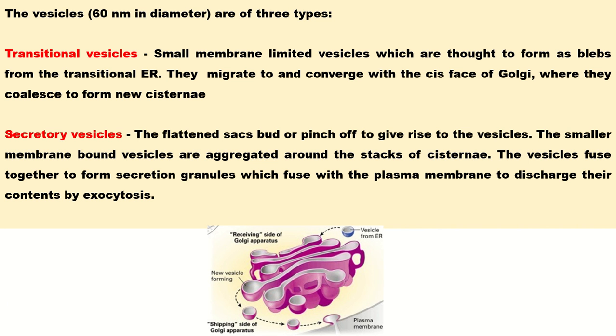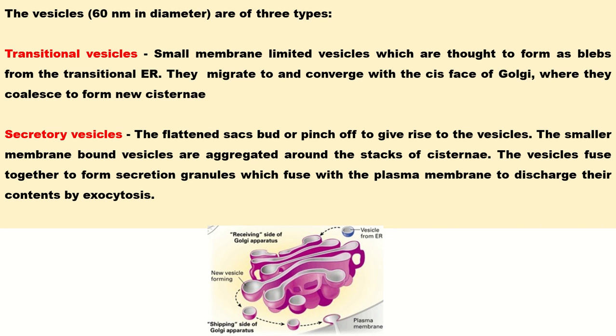Transitional vesicles are small membrane limited vesicles which are thought to form as blebs from the transitional endoplasmic reticulum. They migrate to and converge with the cis phase of Golgi, where they coalesce to form new cisternae. Cis phase means they will converge with the convex side of Golgi apparatus and they will join with each other. That means they will coalesce with each other to form new cisternae.